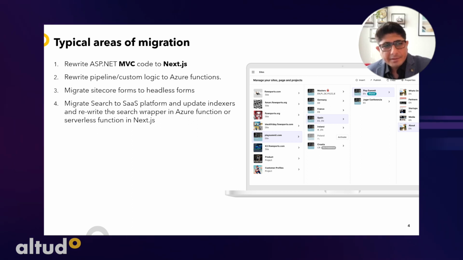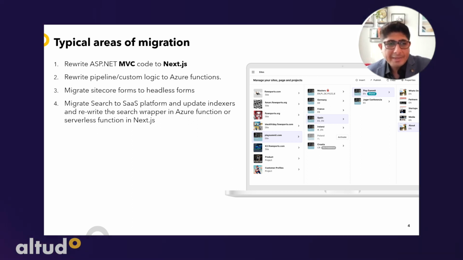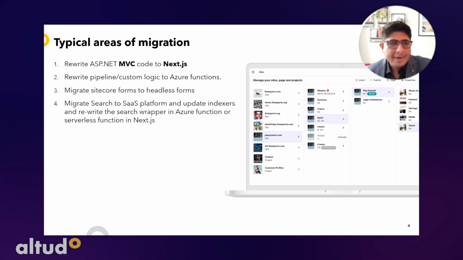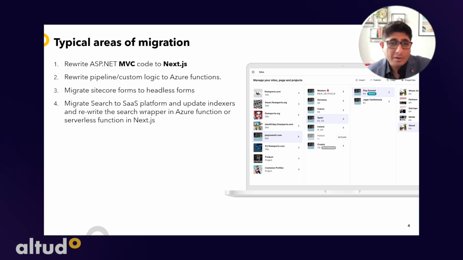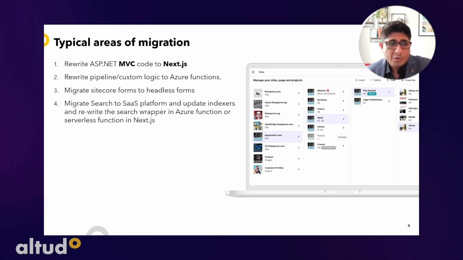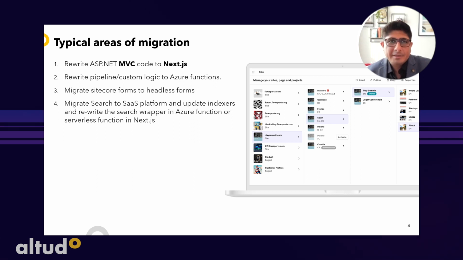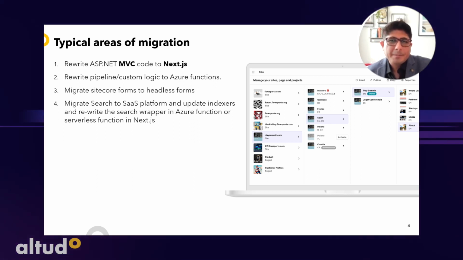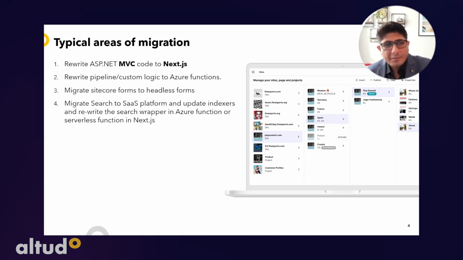And next is the search. So we need to migrate the search to a SaaS-based platform and update indexes, rewrite any search wrapper, if at all, in Azure Functions or serverless Next.js code. Now here, if you're already into SearchStax or a similar platform, which are SaaS-based platforms, then the level of effort may be a little less. But if you are still using Solr, the level of effort will be more.